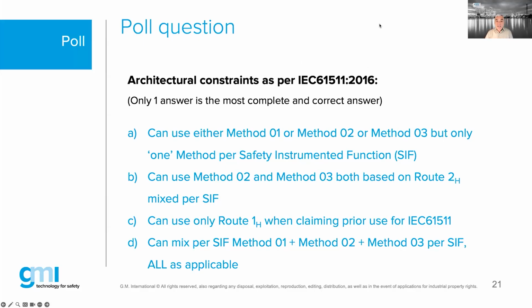And the question is: the architectural constraint as per 61511, that's edition 2, can use either method 1, 2, or 3, which was route 1H, route 2H proven in use, or route 2H prior use, but only one method per safety loop. B: Can use method 2 and 3 both based on route 2H, which is again proven and prior use. C: Can use only route 1H when claiming prior use for 61511. And answer D: can mix per safety loop all those methods together.